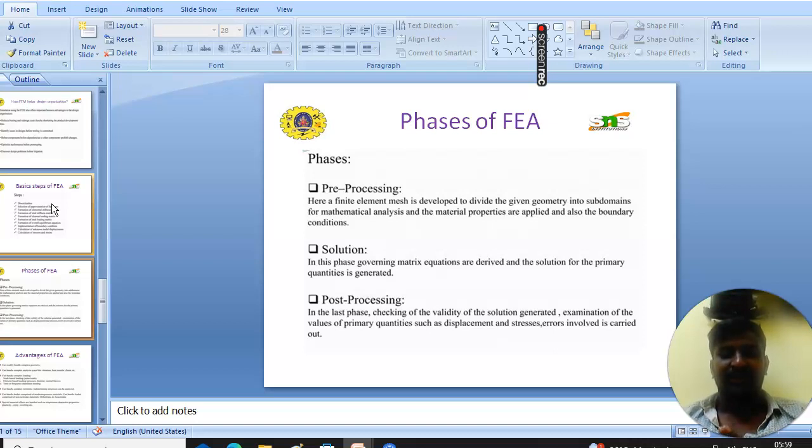In FEA, the basic process involves pre-processing. Here, the finite element geometry is divided into subdomains for mathematical analysis, and the material properties and boundary conditions are applied. The next step is the solution phase. In this case, the governing matrix equations are derived and the solution for the primary quantities is generated. The final step is post-processing. In the last phase, the validity of the generated solution is checked, the values of primary quantities such as displacements and stresses are examined, and the error involved is carried out.